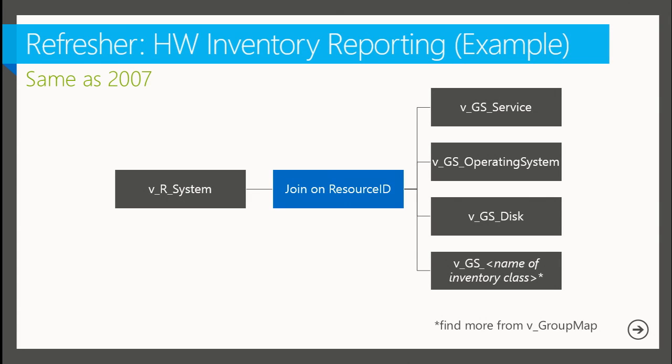The cool thing is, take a look at group map there. Group map will tell you all of the hardware inventory views and what's the associated history view if it exists. So instead of trying to hunt and peck for an HS view and you're not sure if it exists, group map will tell you if it's there or not.